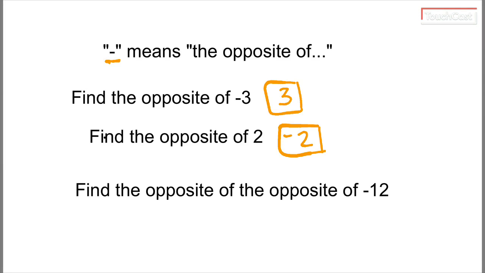Please do not make the mistake of thinking that finding the opposite is the same as finding the absolute value. They are different. So I want you to find the opposite of -12. Bring that answer with you to class tomorrow, along with any questions.